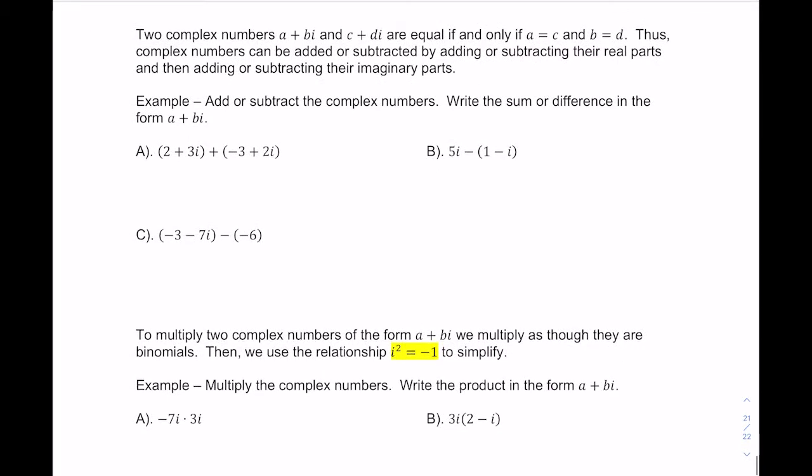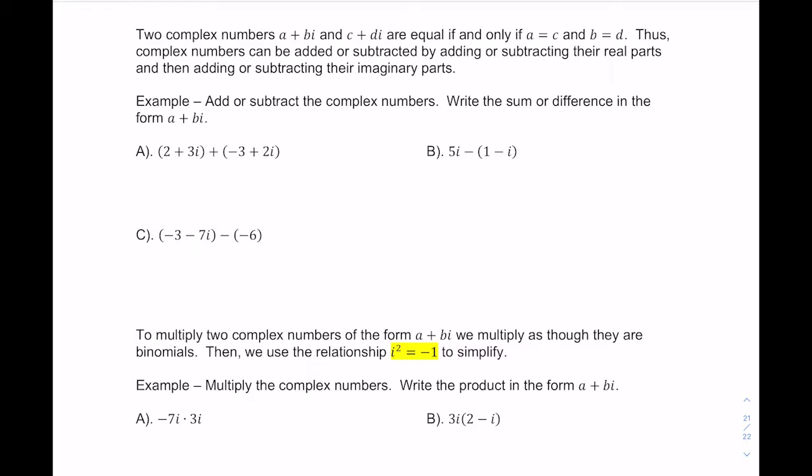So we're going to now take a look at complex numbers, and we're going to look at some operations. We're going to look at adding or subtracting them, and then multiplying and dividing. So what we know is two complex numbers are equal only if their real parts are equal and their imaginary parts are equal. Okay, so we're going to add and subtract by adding or subtracting the real parts and then the imaginary parts.